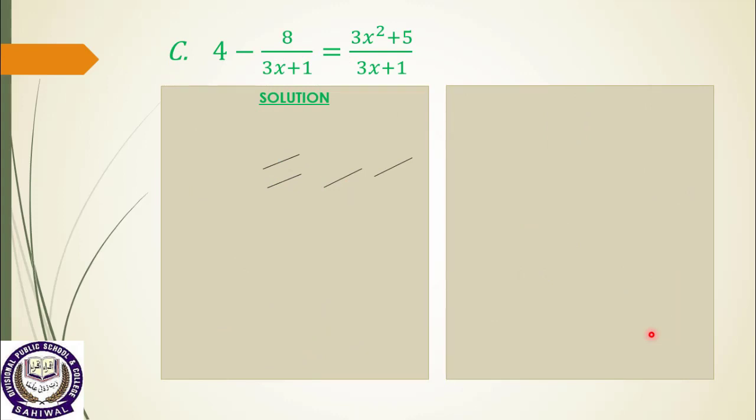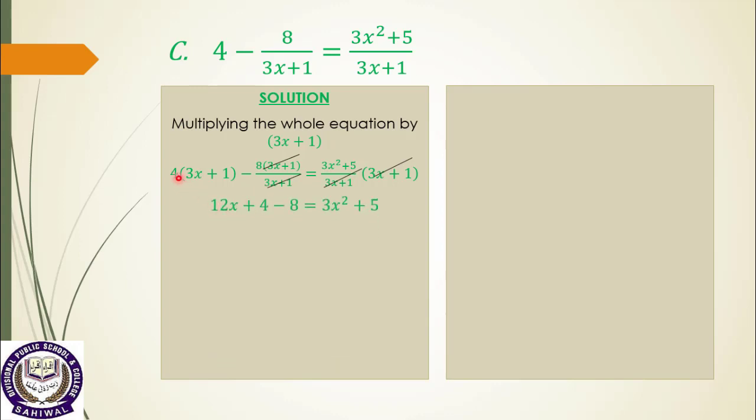Now for the next question, we have an equation which is not arranged in the general form of the quadratic equation. To arrange it, we multiply it by 3x plus 1 on both sides, or we can take the LCM of the given equation. Multiplying the equation by 3x plus 1, we get 4 times 3x plus 1 minus 8 equal to 3x square plus 5.